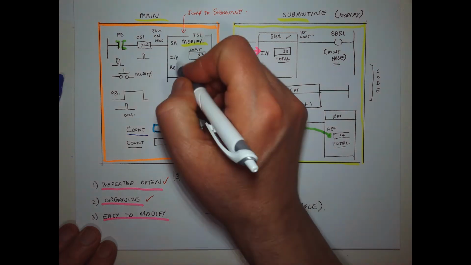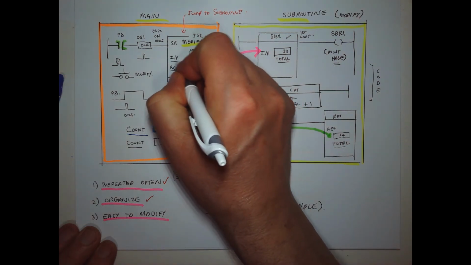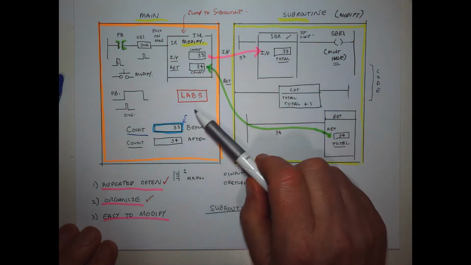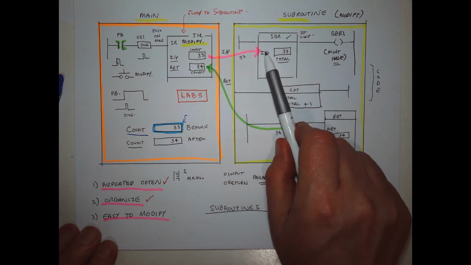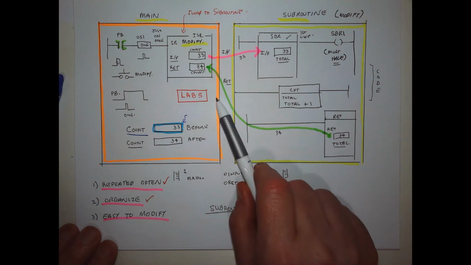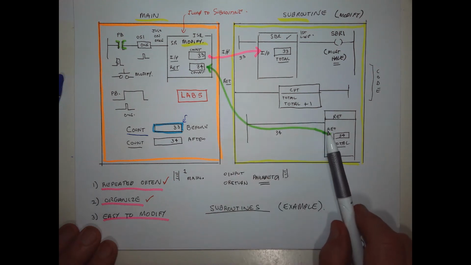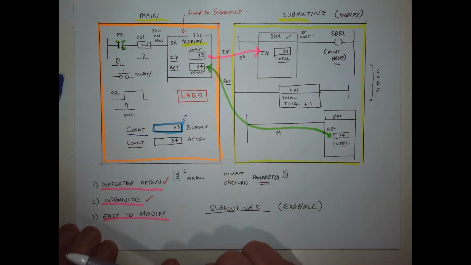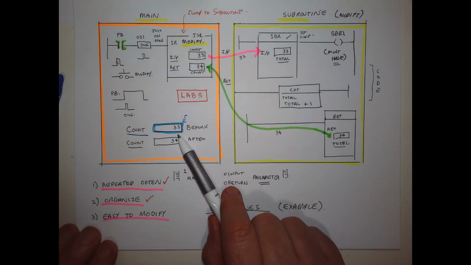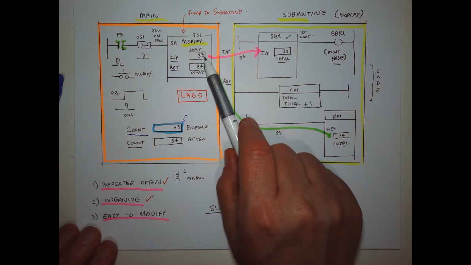And the JSR has two parameters, an input parameter and an output parameter. Input parameters are what are sent to the subroutine. Return parameters are values that are returned back from the subroutine to the main program. So in this case, my count starts off at 33. So that value appears in my input parameter. It's a variable stored in memory.